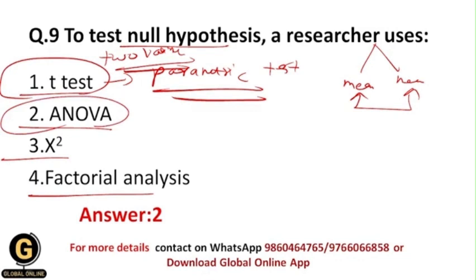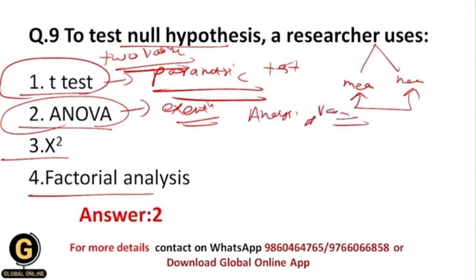ANOVA, what is this? So ANOVA is the extension of the t-test. I mean to say, this is the test which is based upon the t-test only, but this is the advanced t-test. And here we are going to analyze the variance basically.